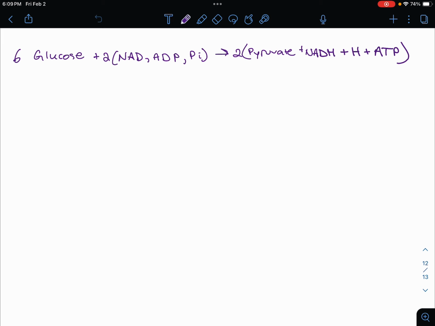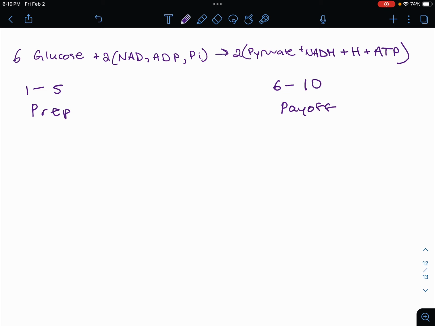So steps 1 through 5 will be our prep phase, and steps 6 through 10 will be our payoff. We're going to have a net gain of, again, 2 pyruvate, and the most important part will be the 2 ATP. We say net gain because we're actually going to have to spend 2 ATP in the prep phase, but we're going to have 4 technically because of the 2 pyruvate. And when we're using that process again, we're going to be balancing it out, so a net of 2 ATP.